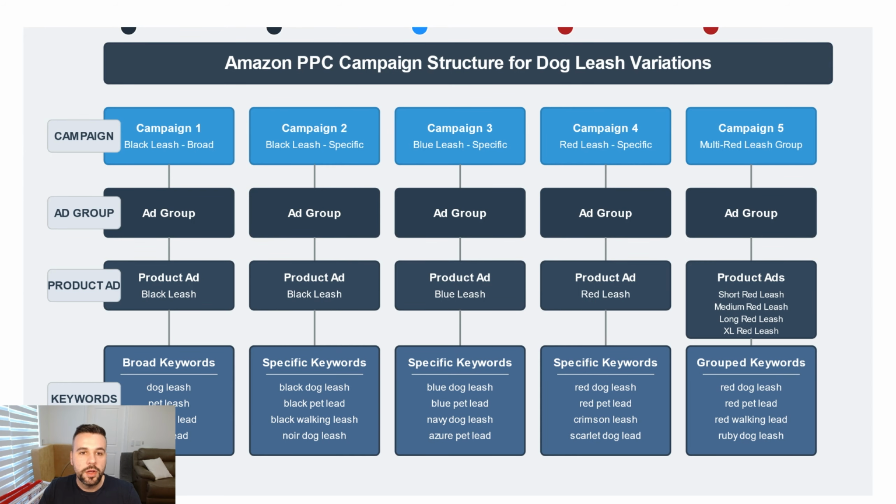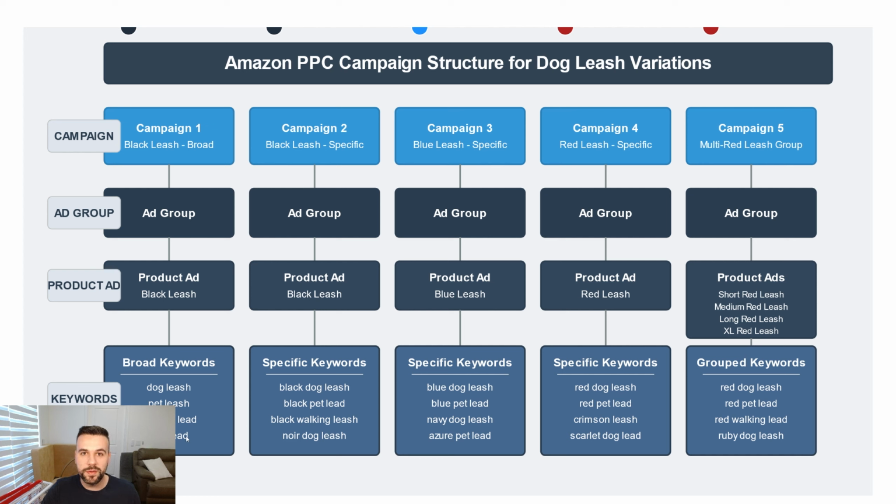Okay, next slide. So this is going to break it down and give you a visual to better understand how these campaigns will be created. So for example, for the dog leash, you can see campaign 1, 2, 3, 4, 5. So what I've started with, campaign 1, this is the broad keywords for the top seller or the cheapest price product within the variation. So campaign 1, it's got one ad group, one ASIN, which is the black leash, and it's targeting those broad keywords: dog leash, pet leash, walking lead, dog lead.